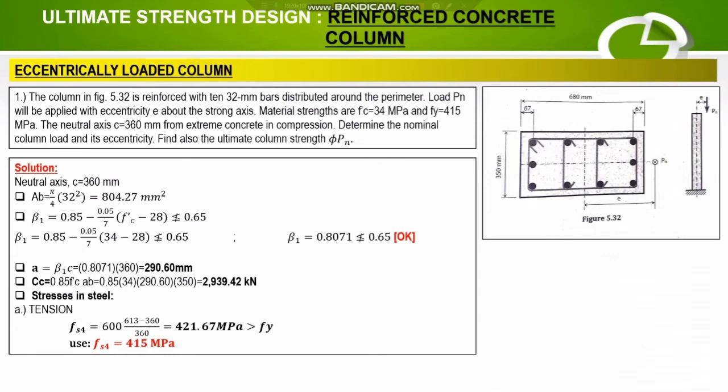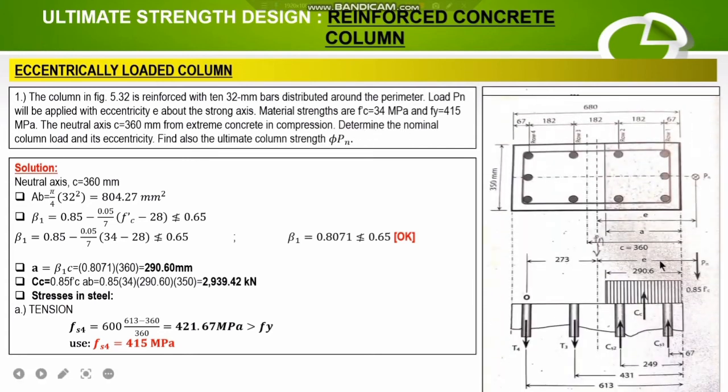Alright, so for this problem, we are tasked to solve for the nominal column load or Pn, the eccentricity e, and of course the ultimate column strength, which is phi Pn. So our nominal load Pn is situated in this particular manner at a distance e, or eccentricity, from the centroidal axis of the column section. So eccentricity is the distance from the centroidal axis to the applied column load.